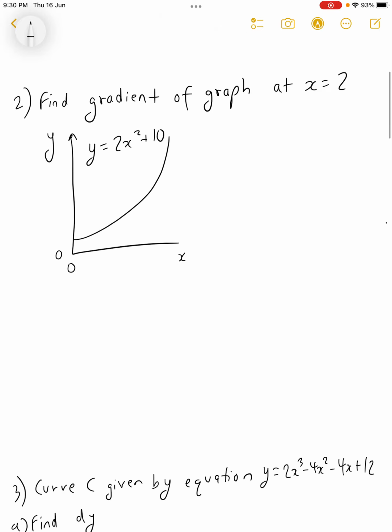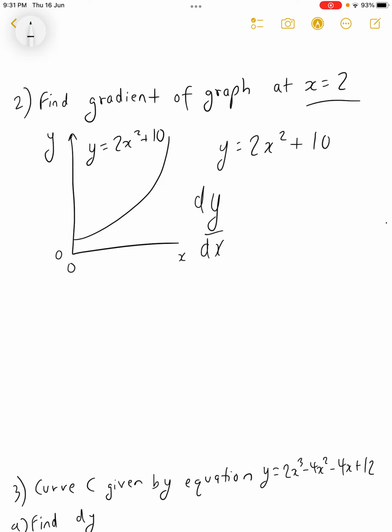The next question is: find the gradient of the graph at x is equal to 2. Okay, so now you're given a graph here with the x-axis and the y-axis labeled. Now, how do you find out the gradient of this graph? Since you know that x equals 2, the first step is to differentiate this equation, alright? Since you know that 10 is a constant, we're going to do it like this.